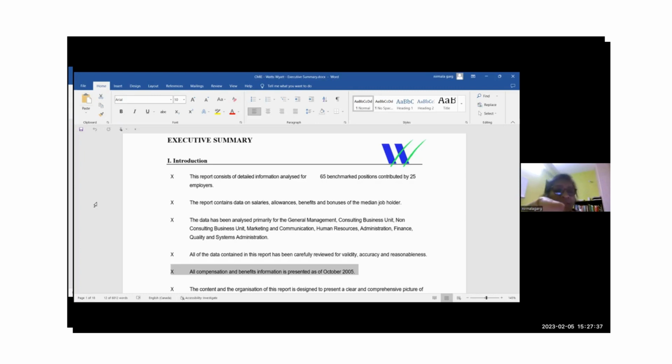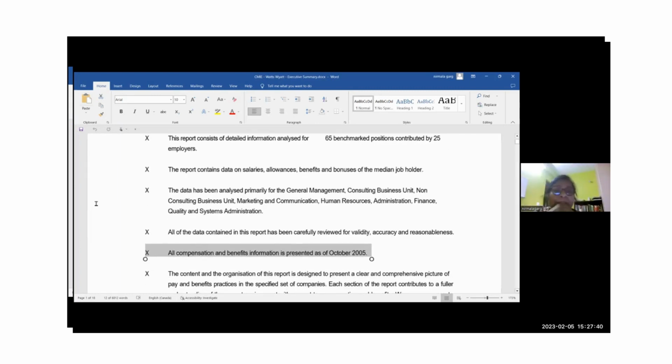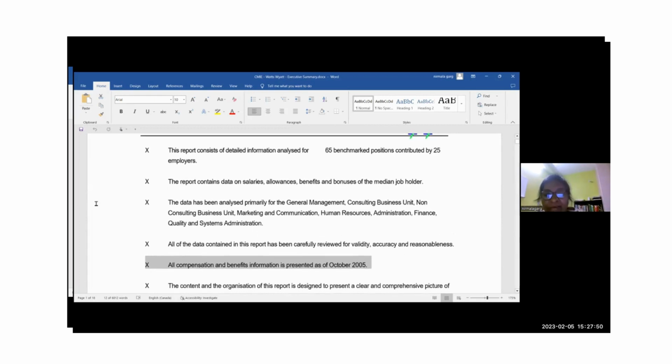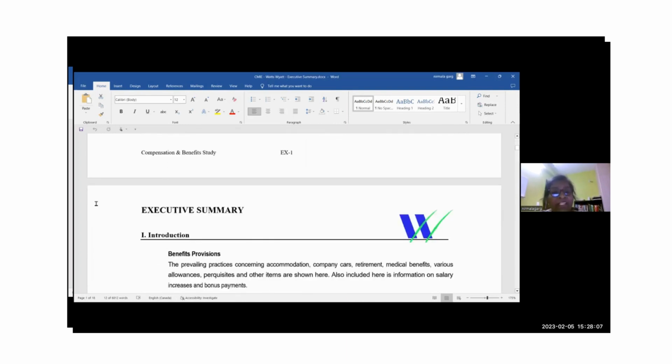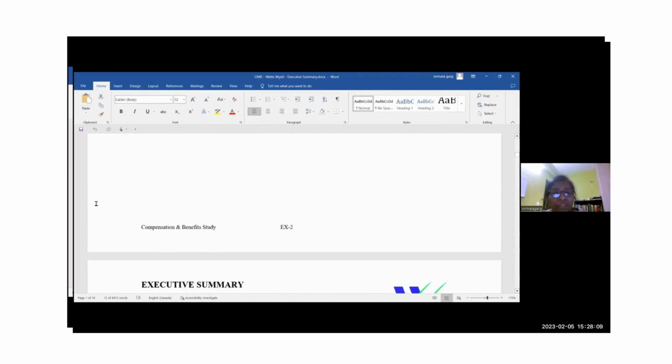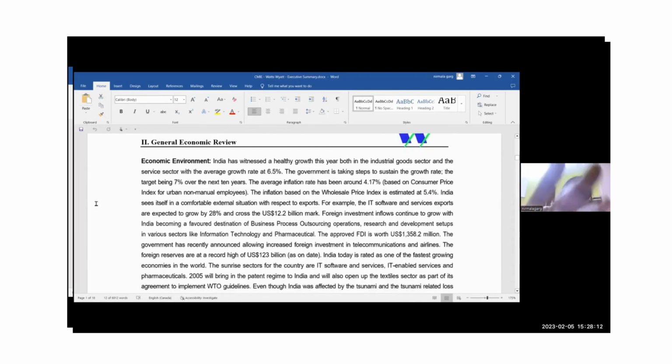This is a very old salary survey report, but there are a couple of things which will actually drive the point. Typically, when you are looking at a survey, say for example, this is a Watson White, a little outdated data. It's giving data for 65 benchmarked positions, across 25 companies.